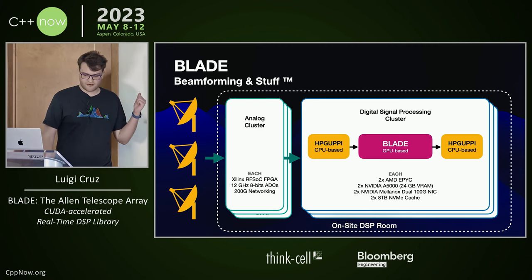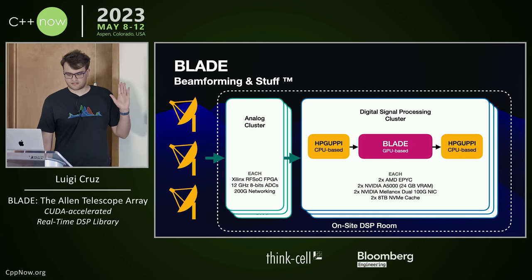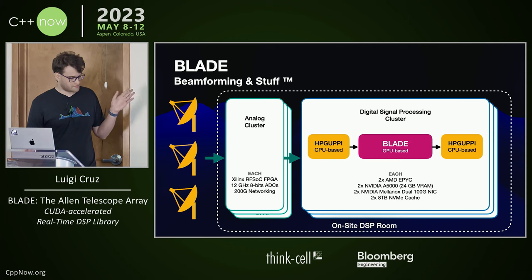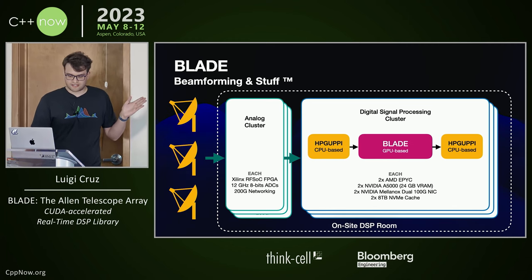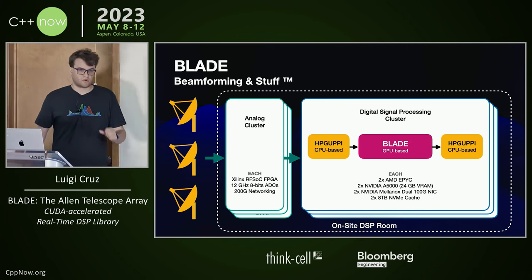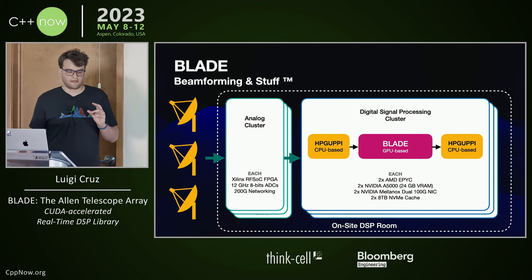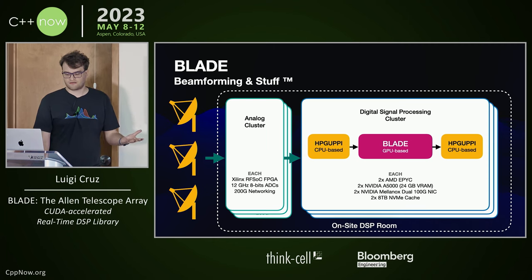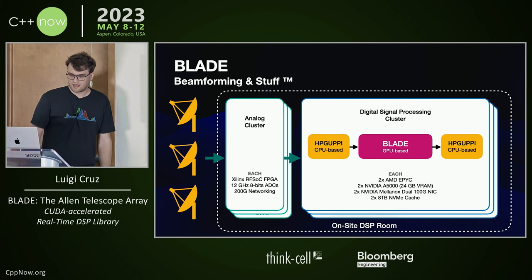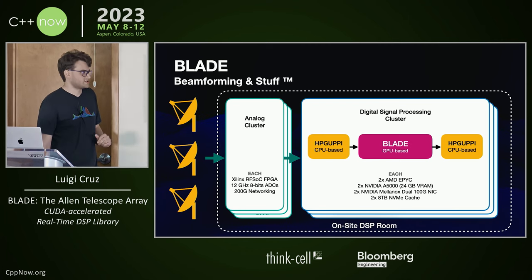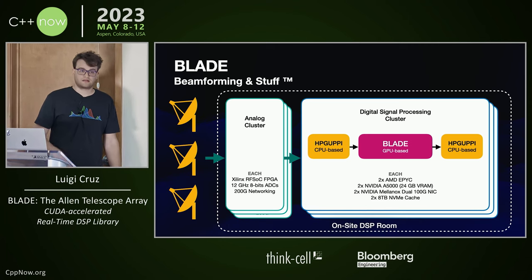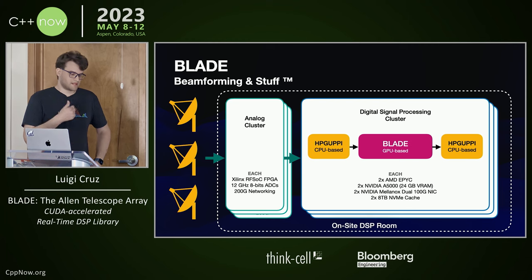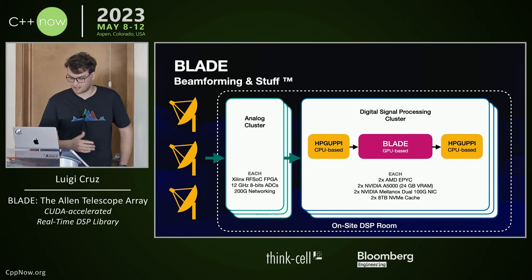Starting from the left, we have the antennas connected to the DSP room, that green roof building, using RF over fiber. The first processing chain is the analog cluster that will convert that analog fiber to RF signals, and those RF signals are being down converted by the local oscillators, and then digitized using our RF SoC boards. The digitized signal is then transmitted back down to the servers using the 100 gig networking.